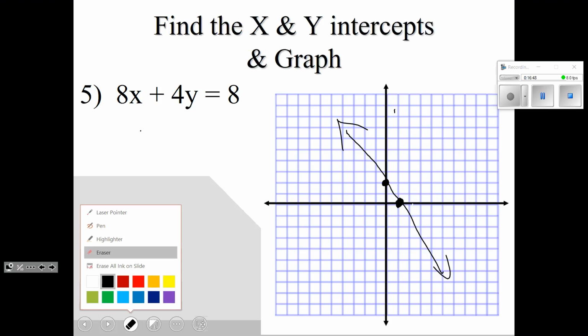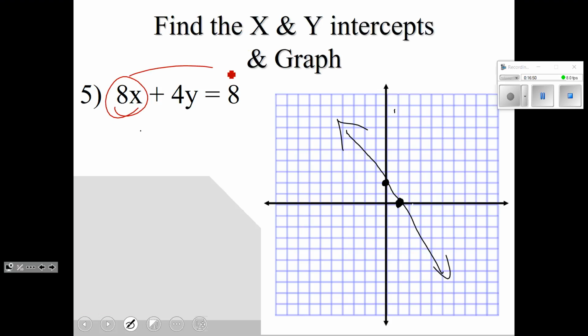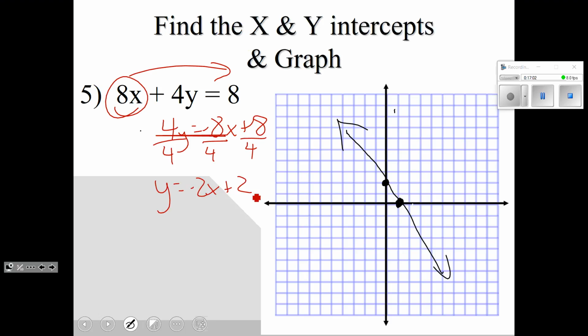Check this out. I'm going to do it really quickly. If I rearranged this, 4y equals negative 8x plus 8. And if I divide by 4 here, here, and here, y would equal negative 2x plus 2. Where's my starting point? At 2. What's my slope? Down 2 over 1. Down 2 over 1. And so guess what? It is the same line.